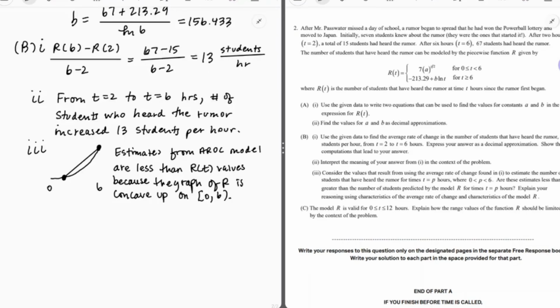The model R is valid for 0 to 12 hours. Explain how the range values of the function R should be limited by the context of the problem. Well, the range values, that's the output values of the function, that's the number of students who have heard the rumor. It's valid for 0 to 12 hours. There's only so many students to hear the rumor at the school, right? There's not like a million students at the school that could possibly have heard this rumor, that know who Mr. Passwater is and are going to be hearing that he's won the lottery and moved to Japan. So range values should be limited to the number of students at the school.